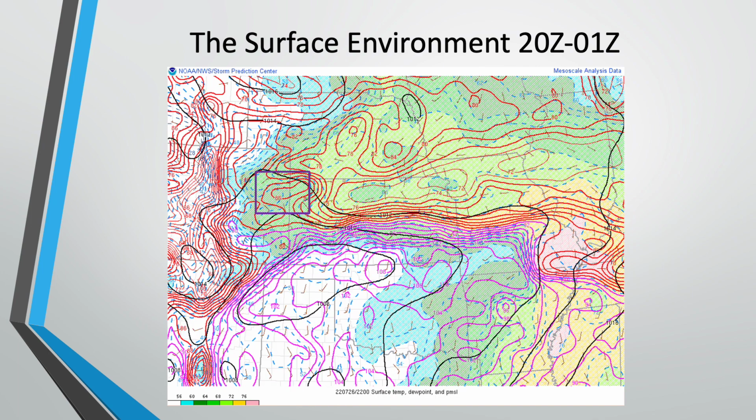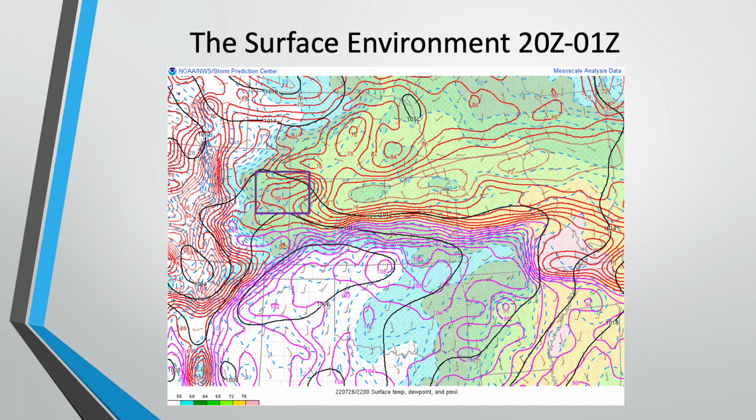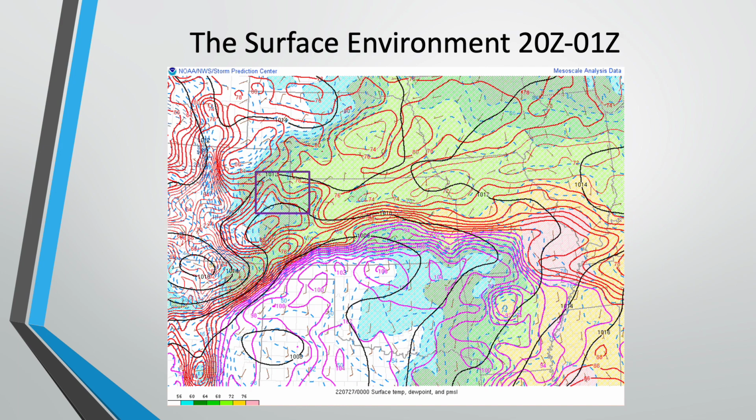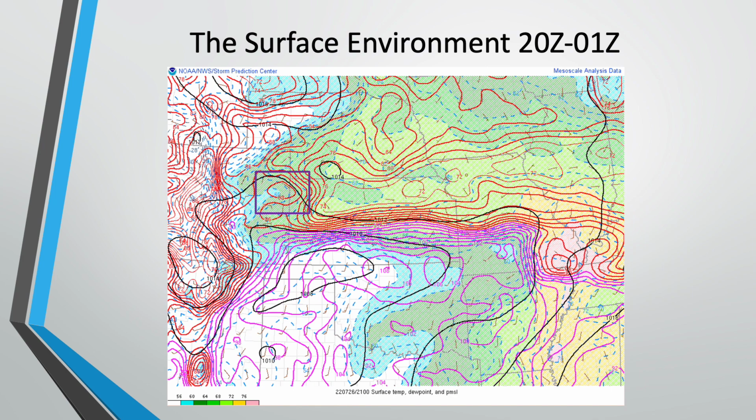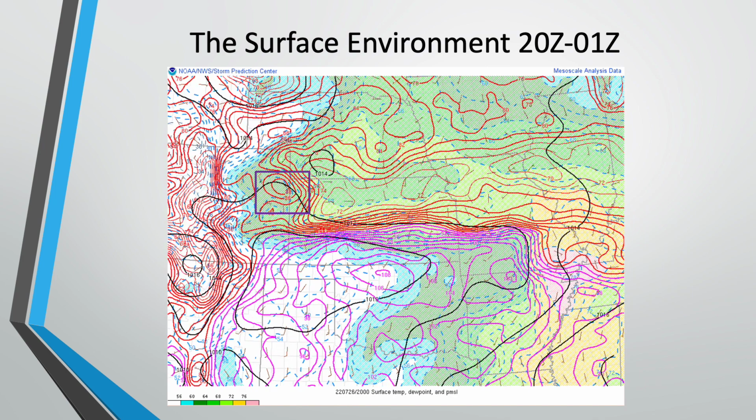And you can clearly see where that boundary sets up and that narrower gradient sticks out, especially towards the middle and later half of the loop, as it slides down from southern Yuma and then across Kit Carson County.